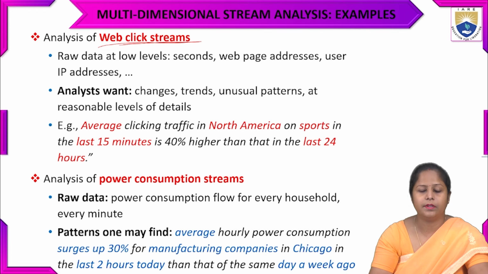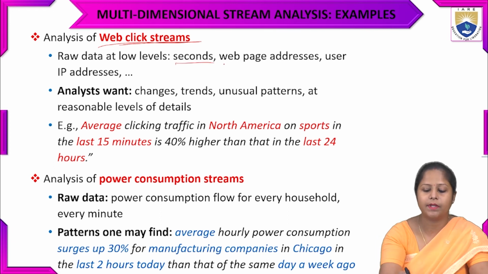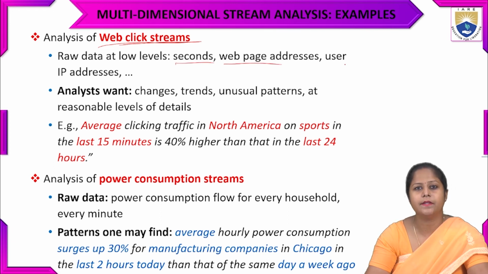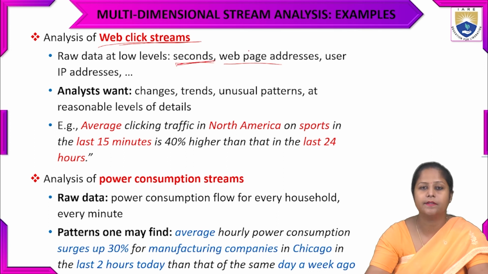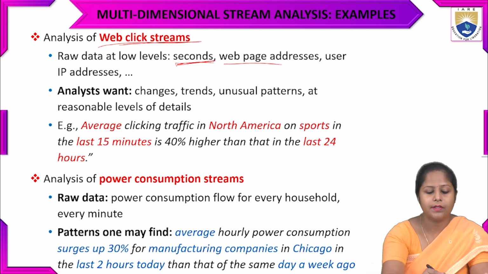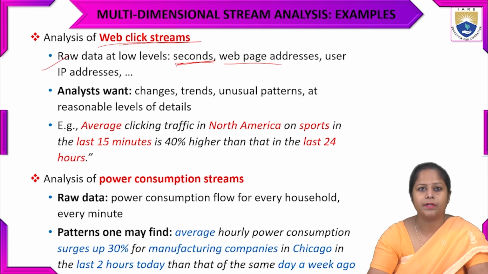The data can have the seconds, web page addresses, and the user IP addresses while any user is clicking anywhere. That will store many records at the low level. That is, we are taking low level data: the second, the web page address, and the IP address of the user. So this was the web click stream data.